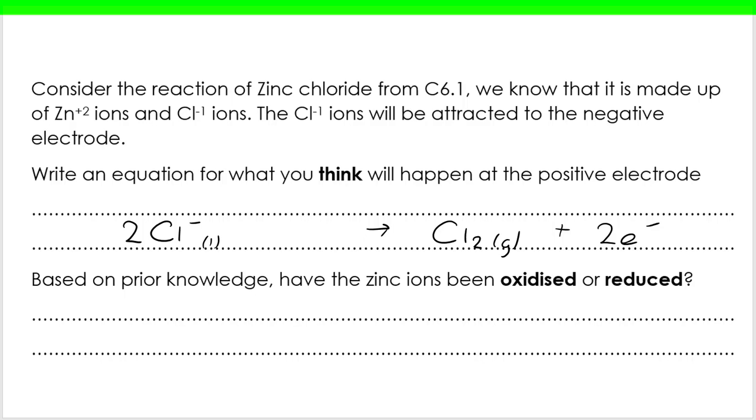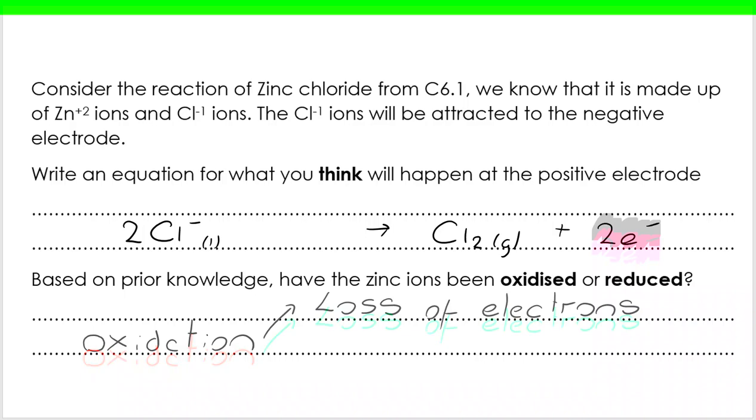I've got my half equation for what's happening at the positive electrode, at the anode. This is oxidation because we've lost electrons. My Cl- has become Cl2 and 2e-. They've been lost. So it's oxidation because it's loss of electrons, and also in oxidation the charge is increased. It's gone from -1 to 0.